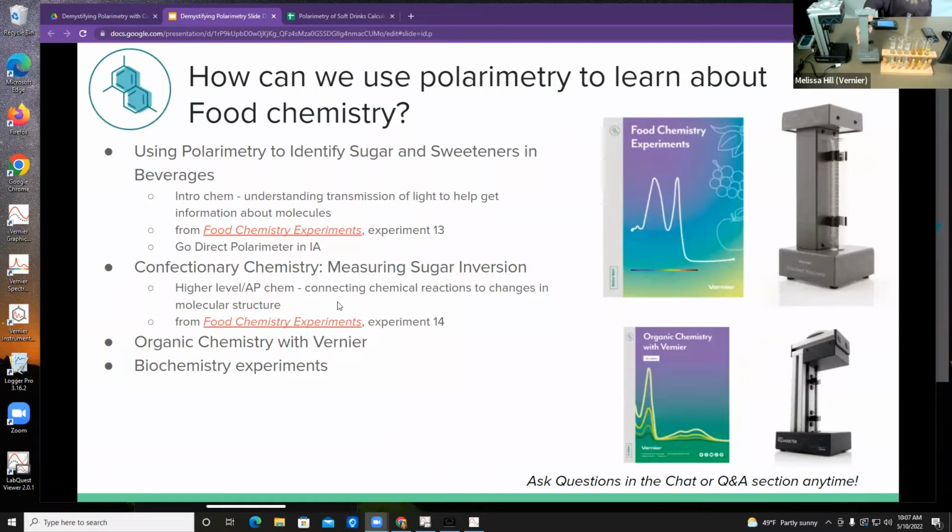So let's talk about, Vernier has two different kinds of polarimeters. The first is this Go Direct Polarimeter, and this works via Bluetooth or USB. It's also a little bit newer of a model. And then we have an older version of the polarimeter, which has cables and works with an interface.